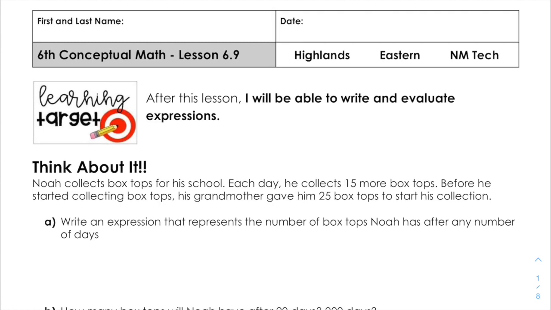Hey guys, let's do lesson 6.9. Your learning target for the lesson is: I will be able to write and evaluate expressions.